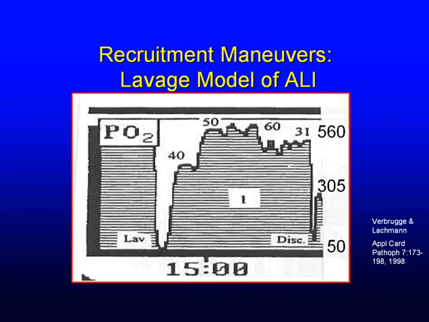Brief comments on recruitment maneuvers. Many of you will recognize this as data from Dr. Lachman's laboratory in a lavage model of acute lung injury. Recruitment maneuvers with peak pressures of 40, 50, and 60 centimeters of water cause these striking increases in arterial PO2 from as low as 50 to as high as 560 millimeters of mercury, but frequently the pressures necessary to cause these striking improvements are at levels that none of us are comfortable, or few of us are comfortable with. So we don't know if recruitment maneuvers are going to be effective at safe or acceptable levels, and for that matter, whether we will get a better outcome.